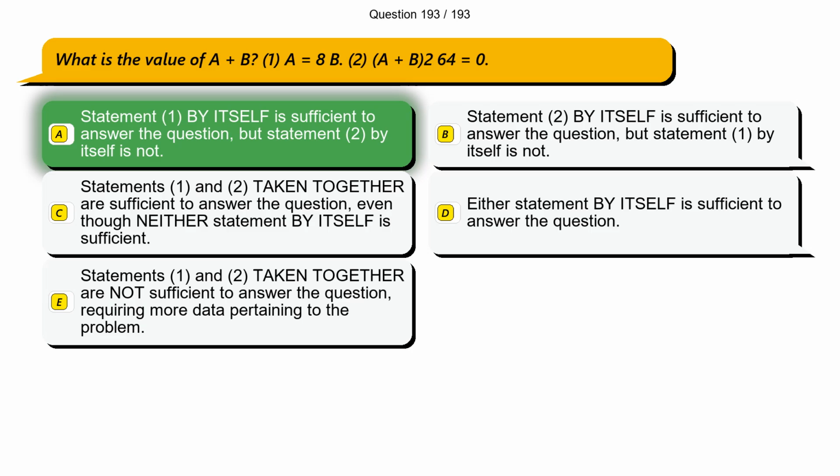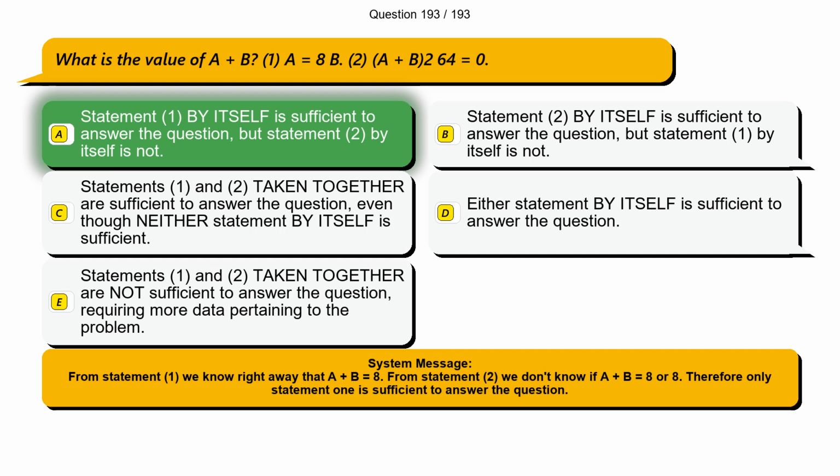The correct answer is option A. Statement 1 by itself is sufficient to answer the question, but statement 2 by itself is not. From statement 1, we know right away that a plus b equals 8. From statement 2, we don't know if a plus b equals 8 or not, therefore only statement 1 is sufficient to answer the question.